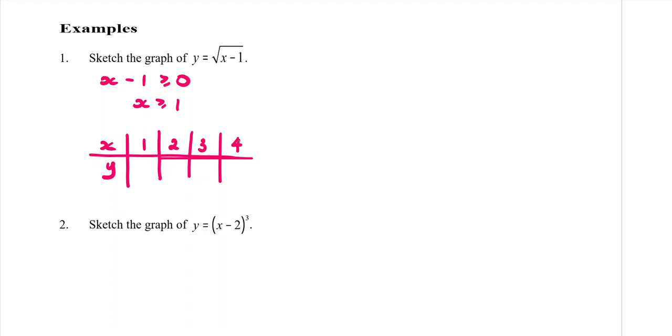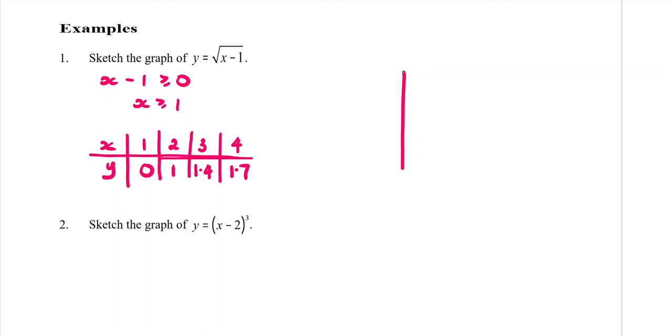2, 3, and 4. Okay, so putting them into my equation up there, I have the square root of 1 minus 1, which is 0. Good. Square root of 2 minus 1 is 1. And now we need some decimals after that. Square root of 3 minus 1, that's root 2, which is approximately 1.4. Square root of 3 would be the next one, which is about 1.7.